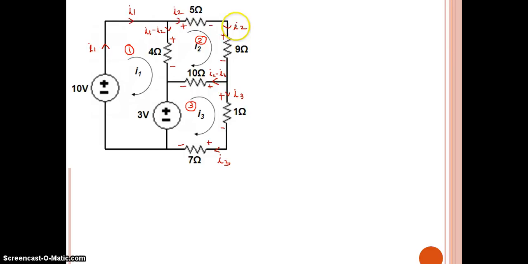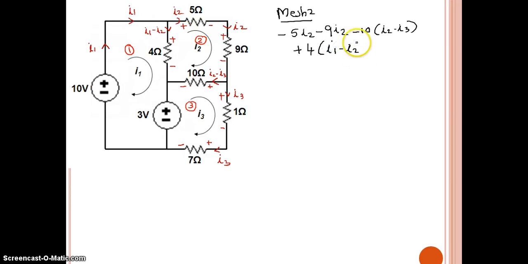Now apply KVL to mesh 2. If I am applying KVL to mesh 2, plus to minus, minus 5I2, plus to minus, minus 9I2, coming here plus to minus, minus 10, the current is I2 minus I3, minus to plus. Now see here, the branch current I1 minus I2 is in the downward direction and our assigned direction is upward, so I will go according to our assigned direction. When I am going minus to plus, it becomes plus 4 times I1 minus I2.